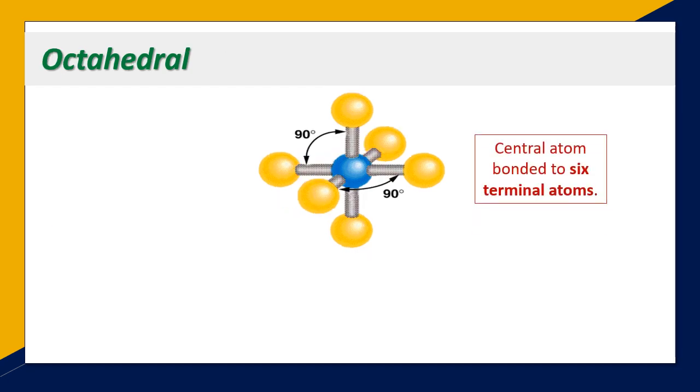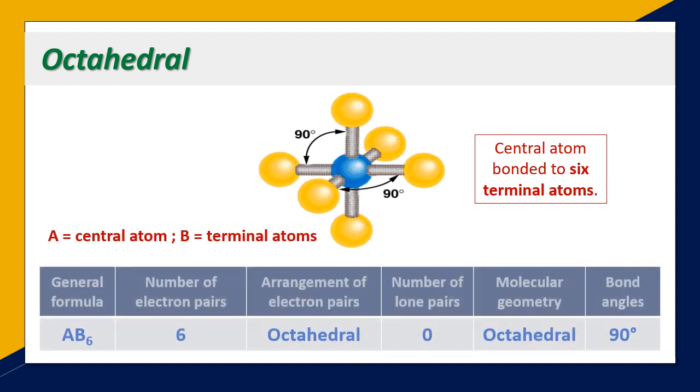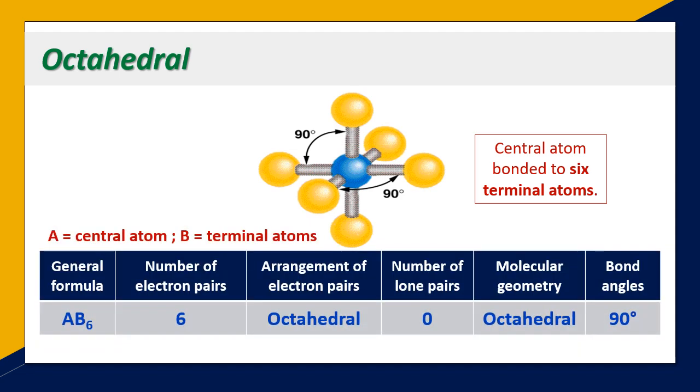For an octahedral, the central atom is bonded to 6 terminal atoms. With a general formula AB6, we have 6 electron pairs. The 6 electron pairs are arranged in octahedral. Without the presence of any lone pairs, it will obtain a molecular geometry of octahedral with a bond angle of 90 degrees.